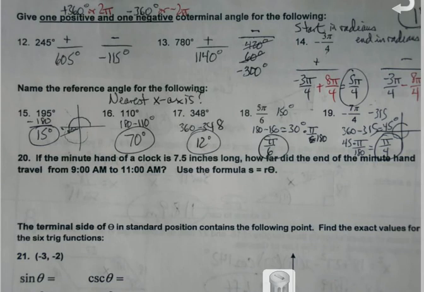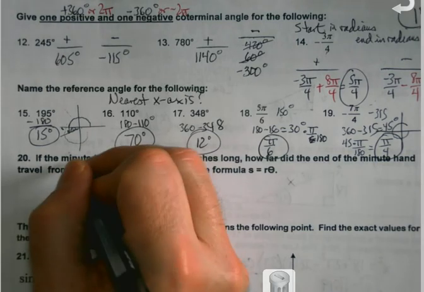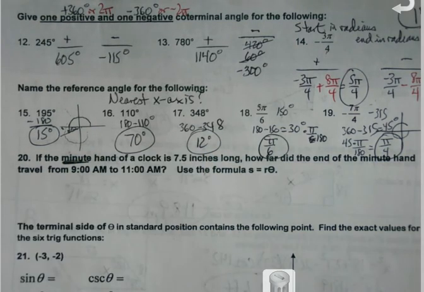All right, minute hand of a clock. Minute hand is 7.5 inches long. How far did the end of the minute hand travel from 9 a.m. to 11 a.m.? Use the formula S equals radius times theta. Okay, questions here. How many hours did this wonderful clock spin around? 2 hours. Okay. So I know a few things.